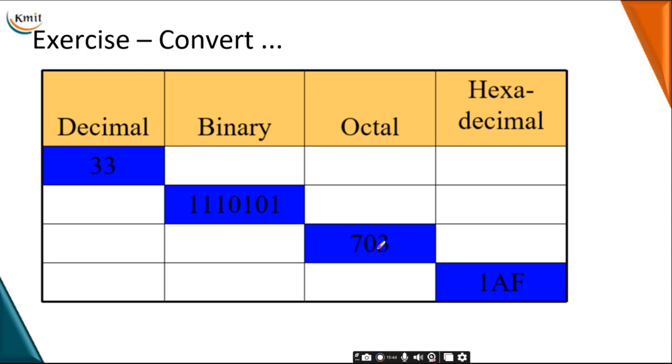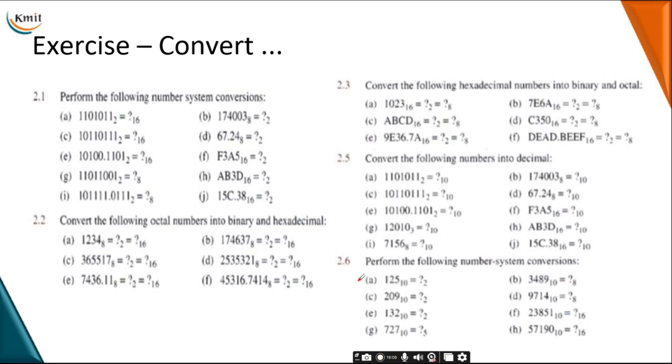Next, I have given 703, which is an octal number. Try to find its equivalent decimal, binary and hexadecimal values. The last one is a hexadecimal number, 1AF. Try to find its equivalent in decimal, binary and octal. And in the next slide too, I have given a few problems for in-depth practice in number base conversion. Try to solve all these problems and find the solutions. Thank you.